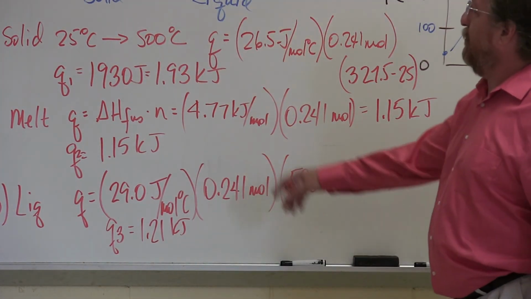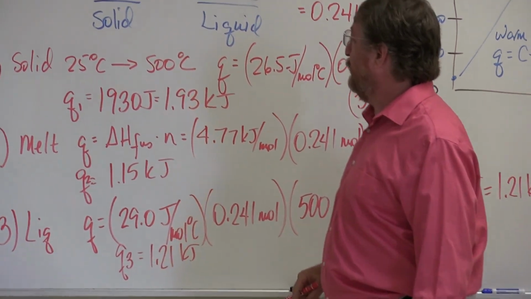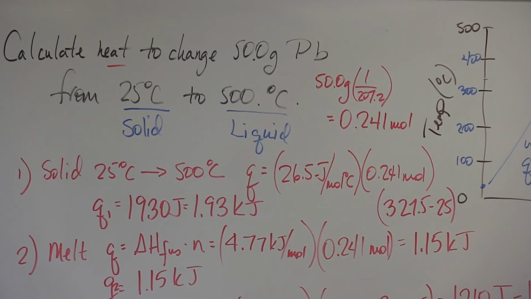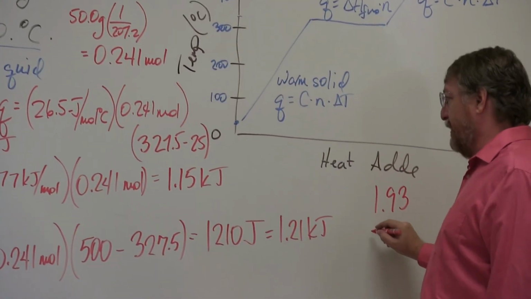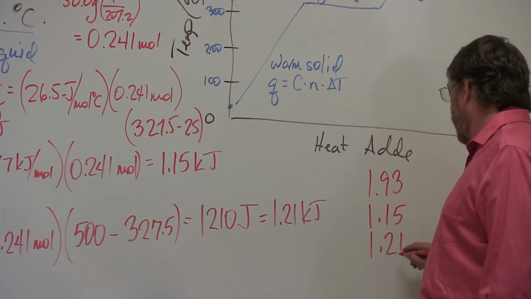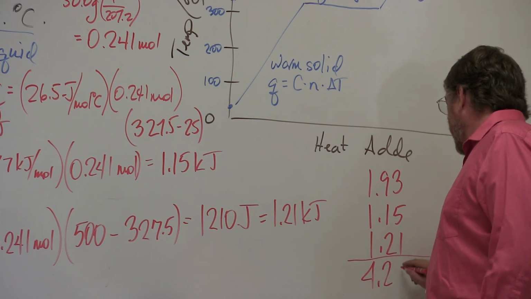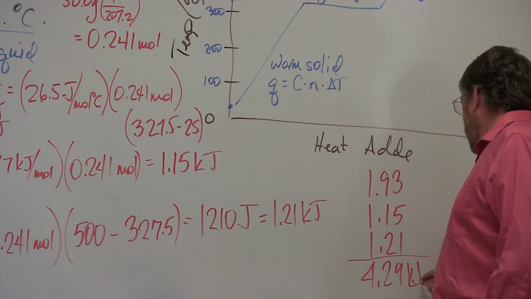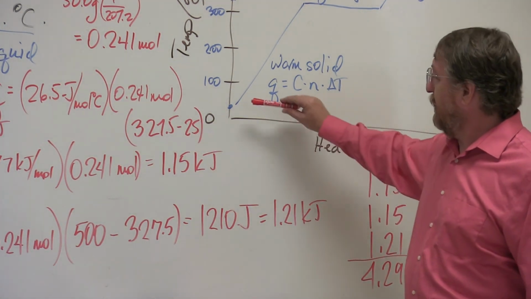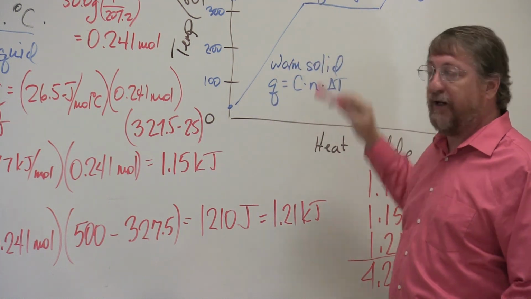Well, we're calculating the total heat to go from 25 to 500. And so our total heat is going to be 1.93 plus 1.15 plus 1.21. Add those up, and I get 4.29 kilojoules. And that's the total heat involved in taking lead from 25 degrees Celsius to 500, in 3 individual steps.